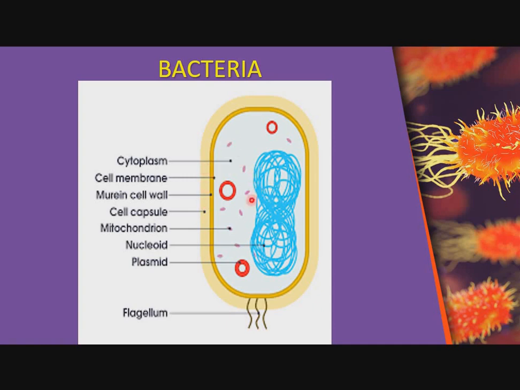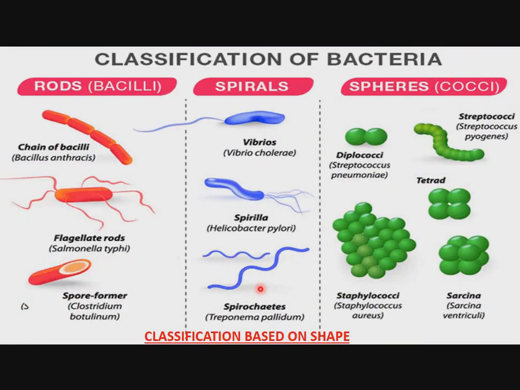We can see proteins, the cytoplasm, and the mitochondria. Apart from that, we have a strand of DNA that comes together to form a nucleoid. We have the flagellum. This is the structure of a bacterium. After that, we have the classification of bacteria. One, classification based on shape. Bacteria are classified based on shape into three: we have the bacilli, the spiral, and the cocci.